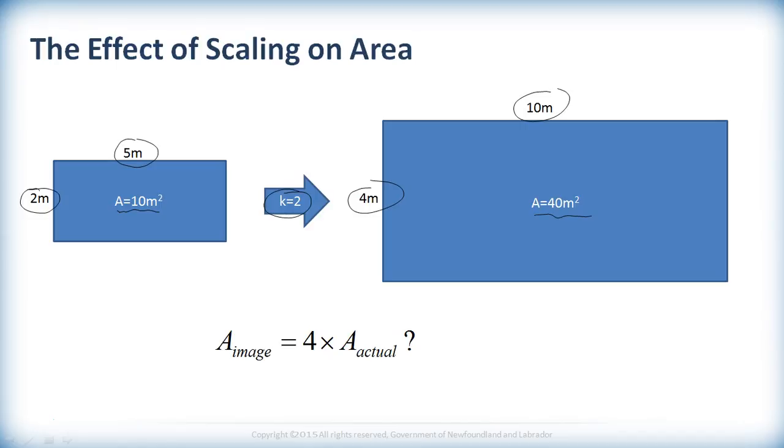Now notice that the dimensions doubled. 2 became 4, 5 became 10, but the area went from 10 to 40. It quadrupled, or it got multiplied by 4. Multiplying by 4. Why did that happen?